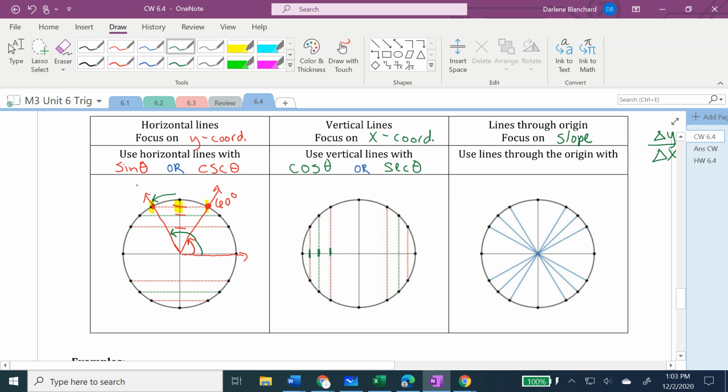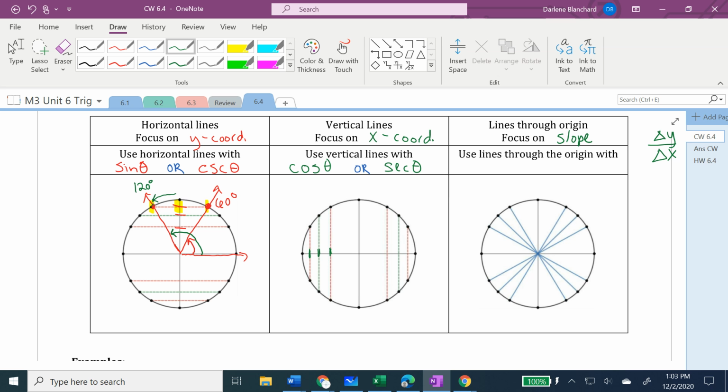And so what we can see with the unit circle is that the value of the sine of 60 degrees and 120 degrees, both of them are the square root of 3/2. And so that's why you want to be drawing horizontal lines with sine, because it represents the y coordinate. I'm going to talk about cosecant later. I'm going to start off with just sine and cosine.